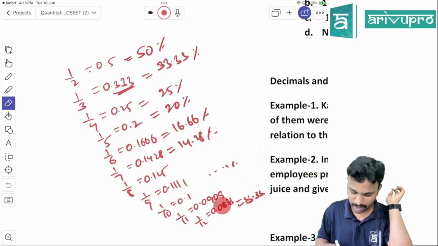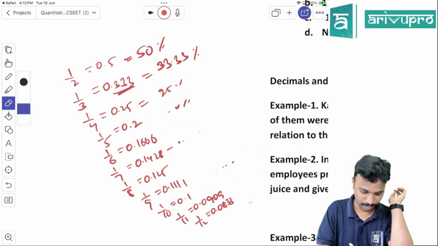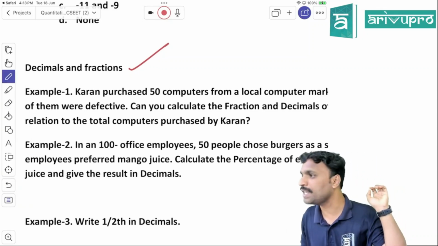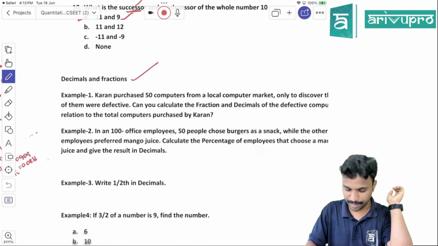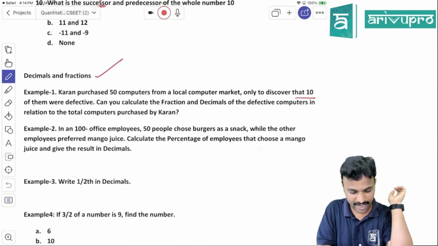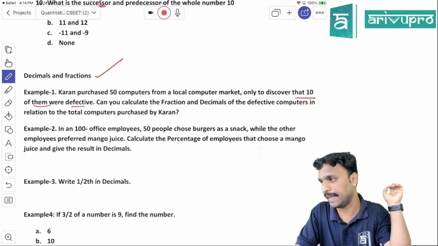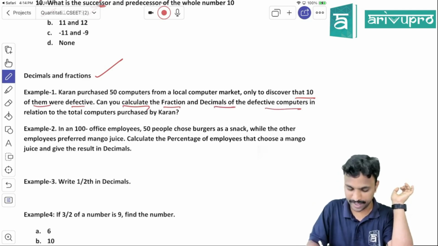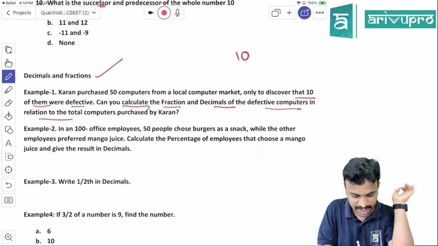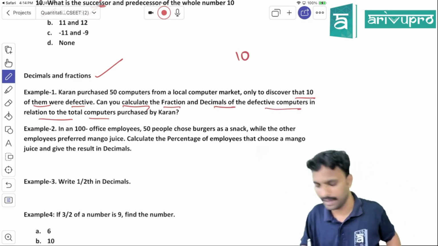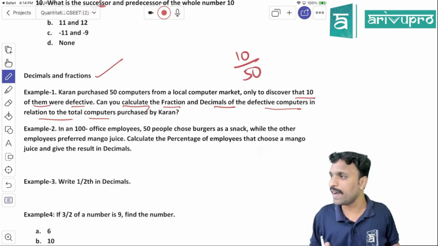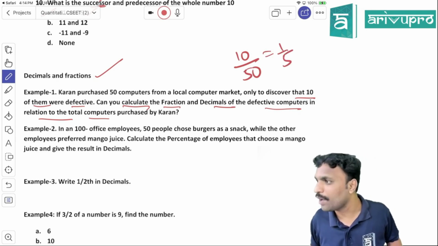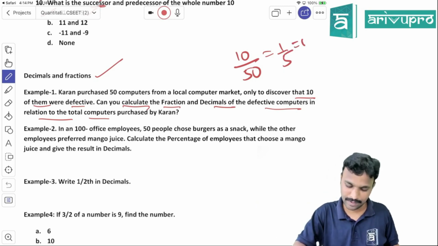Clear? Now questions. Current purchased 50 computers, from a local computer market, only to discover that 10 of them were defective. Can you calculate the fraction and decimal of the defective computers? How many defective computers are there? 10. In relation to total computers, how many are there? 50. So 10 by 50. Is it a simplified fraction? What is it? 1 by 5. Fraction we got. Now decimal. What is 1 by 5 equivalent to?